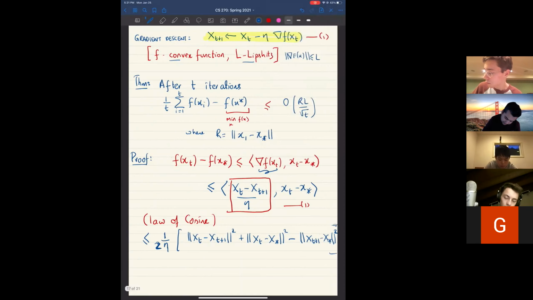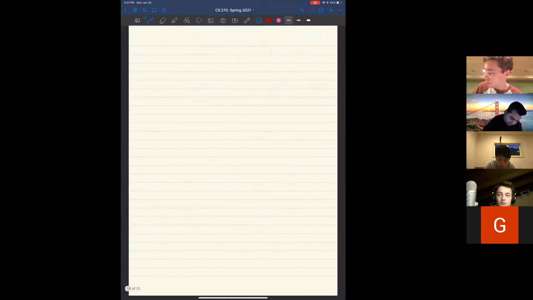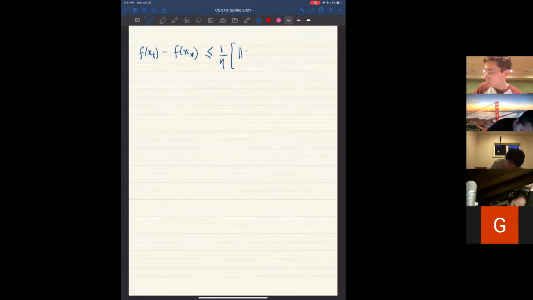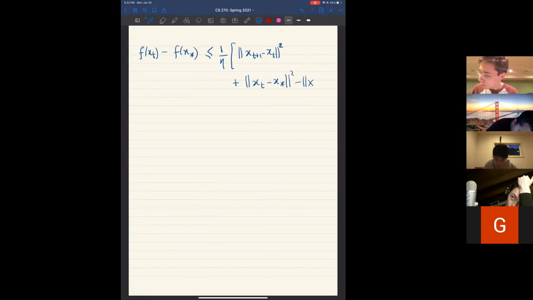What do I mean? I'll just rewrite this whole expression again in the next page. So I have f of xt minus f of x star, this is less than, I keep the 1 over eta out, xt plus 1 minus xt whole squared plus xt minus x star whole squared minus xt plus 1 minus x star whole squared. Okay, that's the expression we have.